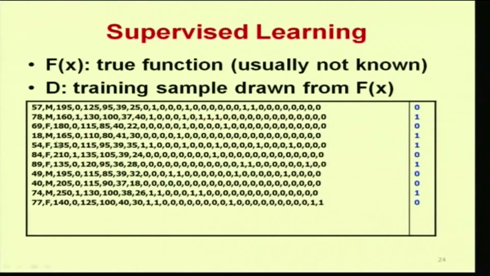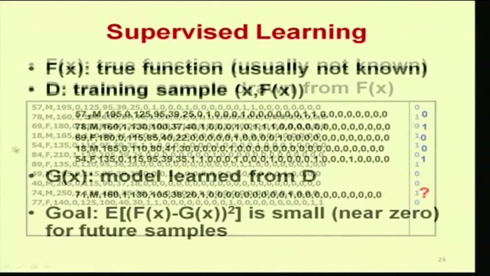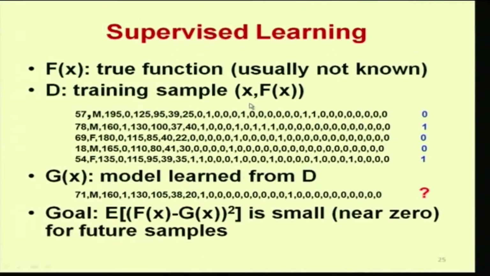Here f(x) is a function of x, where x is the data, and the training sample has been drawn from f(x). So, this is all tagged, and this is the training sample. You are given x and f(x), and from that you learn f(x). Given the data, you have to find g(x) such that the mean squared error of f(x) minus g(x) is the least.